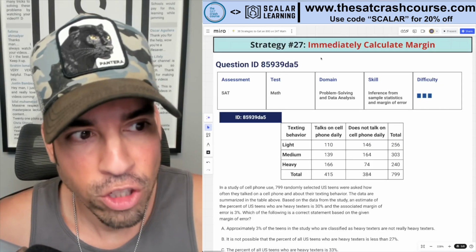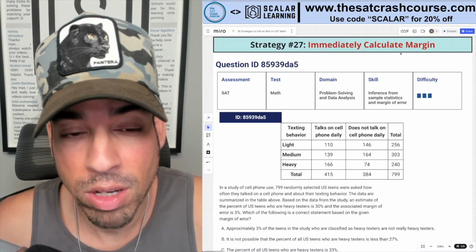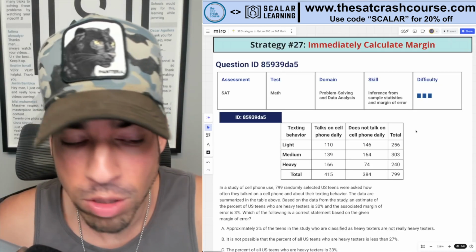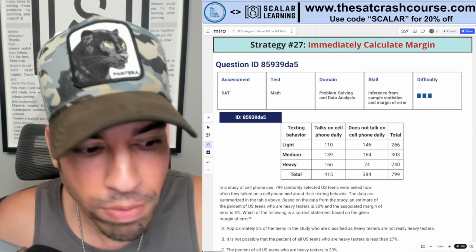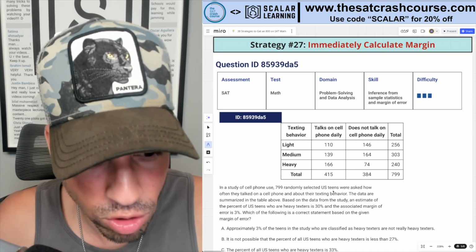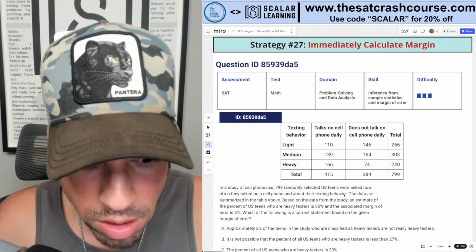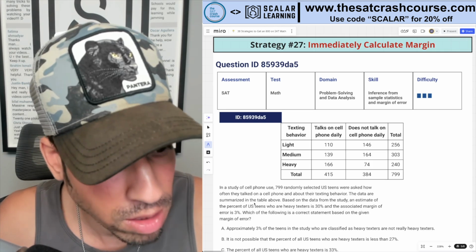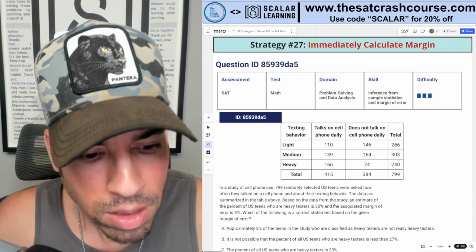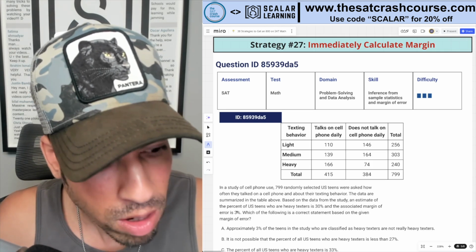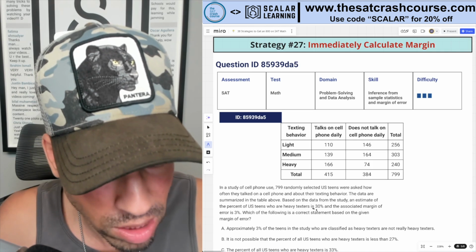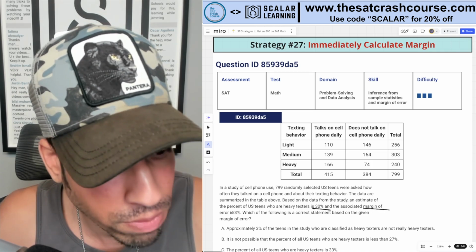Done. Strategy number 27, immediately calculate margin. This is for margin of error. So let me show you how this works. In a study of cell phone use, 799 randomly selected U.S. teens were asked how often they talk on the cell phone and their texting behavior. The data is summarized in the table above. Based on the data from the study, an estimate of the percent of U.S. teens who are heavy texters is 30% with a margin of error of 3.